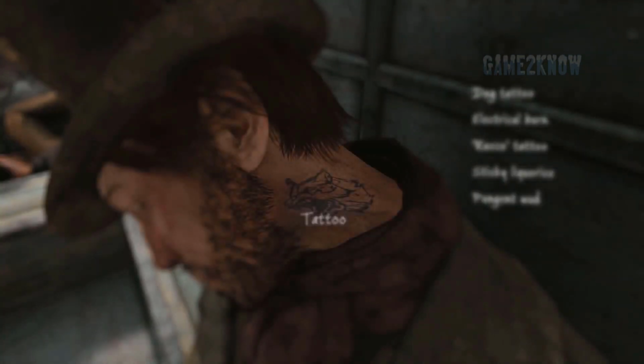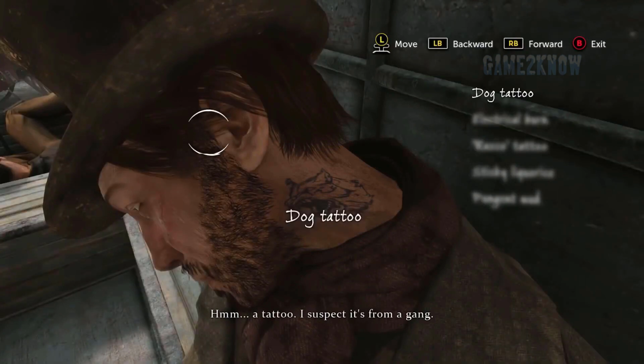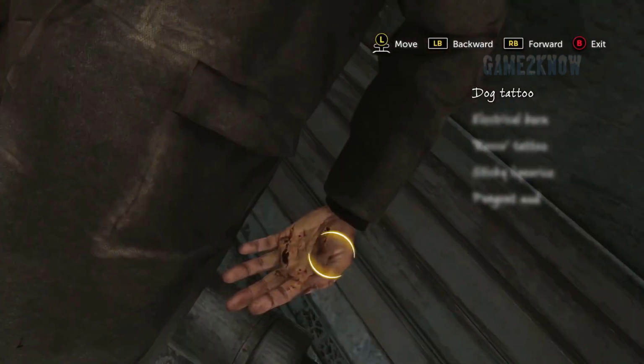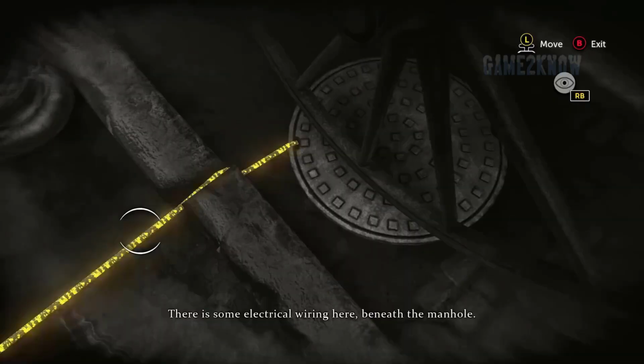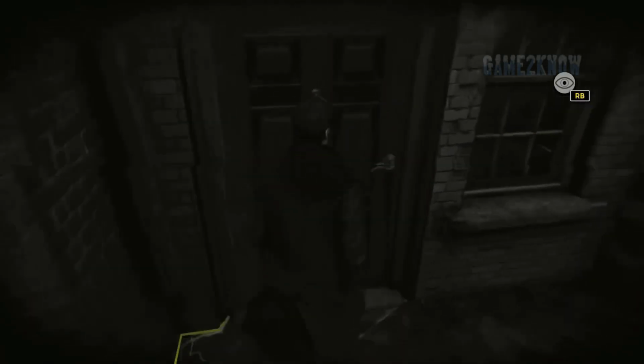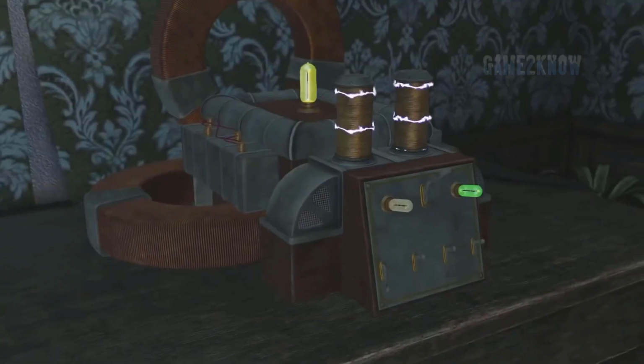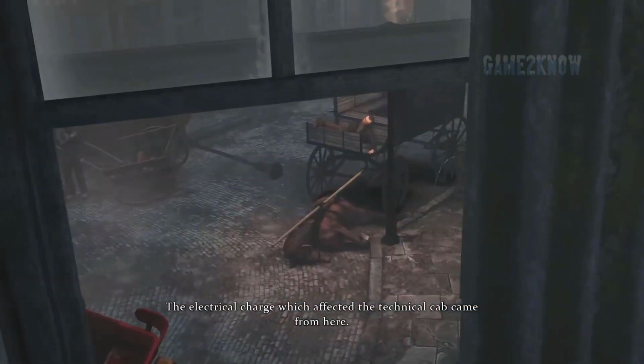From the tattoos on their bodies, Sherlock identifies them as members of a rascal gang. They are attacked by electricity leakage from a wire on the street, and this leakage is triggered by a deliberately fabricated device in an apartment nearby.